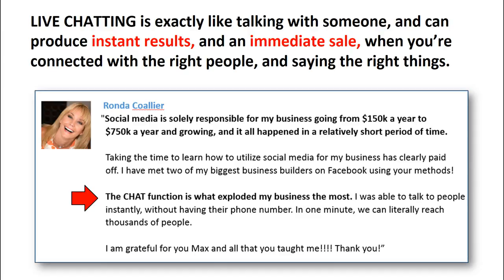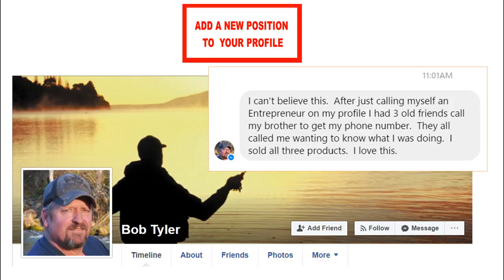Now, something that you can do that will produce immediate results and help you build your business is add a new position to your profile. Bob Tyler added a position. He called himself an entrepreneur. He said, "I can't believe this. Just after calling myself an entrepreneur on my profile, I had three old friends call my brother to get my phone number. They all called me, wanted to know what I was doing. I sold all three products." He loves this. You'll love it too.